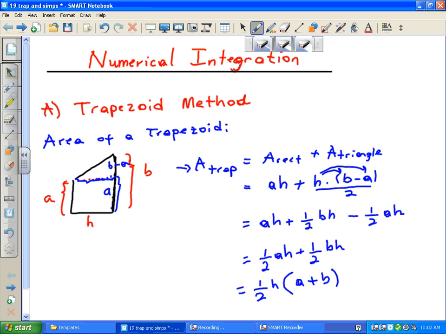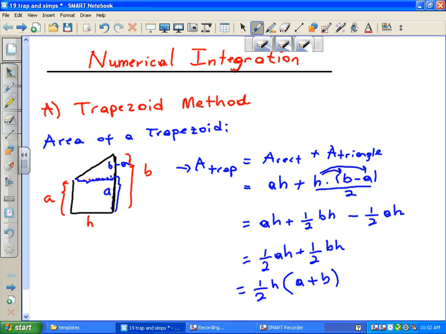I think I saw somebody's hand go up. Was there a question? Yes. The ah disappeared because you combined it with the 1/2. Right. Basically, think of it like x minus 1/2 x. So I was left with 1/2 x, basically, exactly.